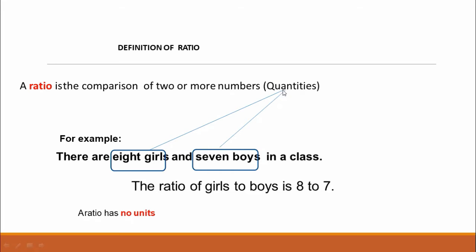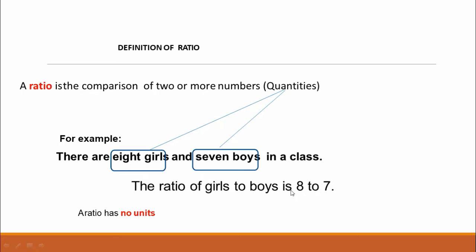Numbers mean quantities. Suppose we have two quantities. In this example, there are 8 girls and 7 boys in a class. Then the ratio is the comparison of these two quantities, 8 girls and 7 boys. Ratio is the comparison of two or more quantities. When we compare these two quantities, this is called the ratio of these two quantities. So the ratio of girls to boys is 8 to 7.